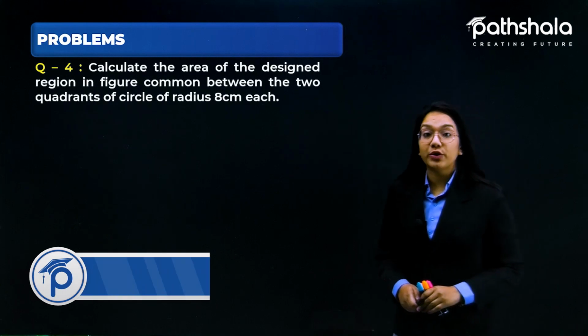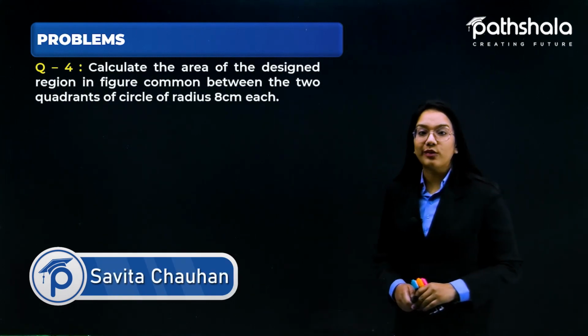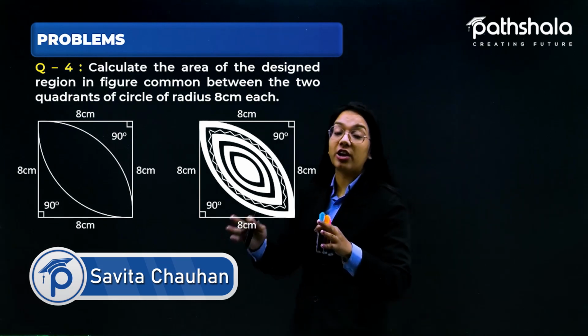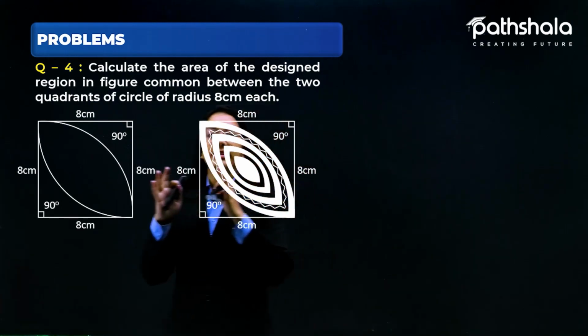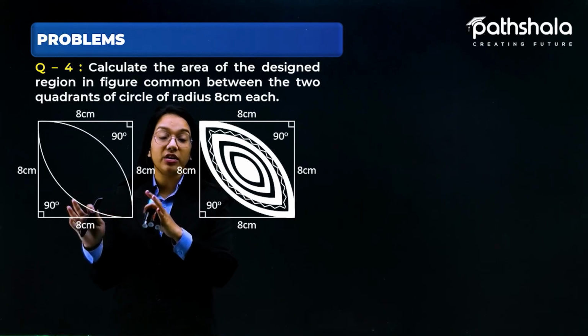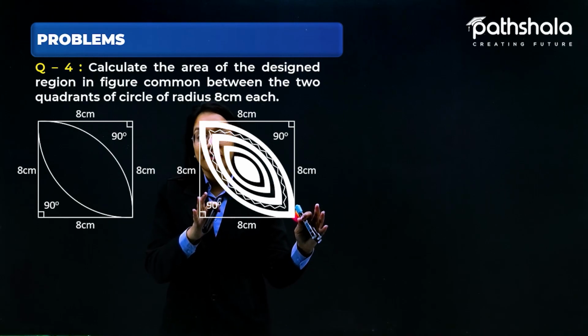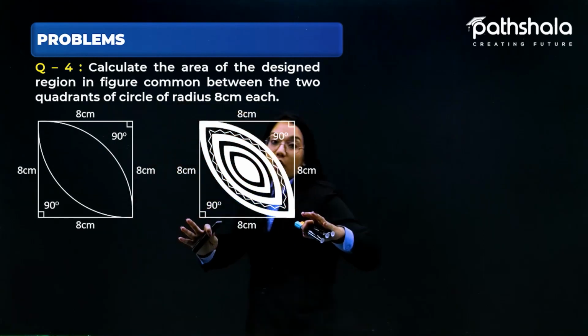Now let's move on to question number 4, which says calculate the area of the designed region. Suppose I take this particular figure over here, this is the designed region, the region that I have taken. I have formed this figure all by myself. So consider this situation first. It says calculate the area of the designed region.